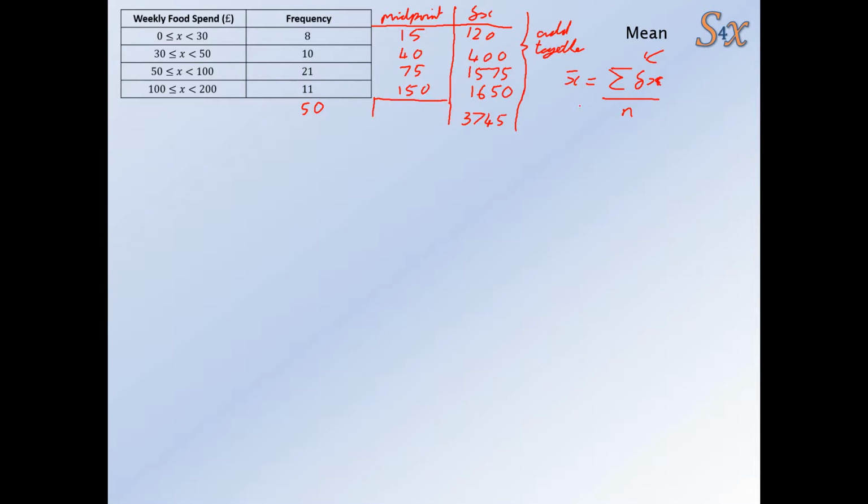Okay, so I've got the totals now. I'm now going to apply the formula. So all I do is take that total, 3745, and divide it by n, which is the number of families in this case, which was 50. I'll do that calculation, and I get 74.9, and that's in pounds, so £74.90 is the estimated mean. Remember, it's just an estimate, because we don't know within these groups. So for this second group, we don't know how much these 10 families actually spend precisely. We just know it's between £30 and £50 a week. But the estimate of the mean weekly spend is £74.90.